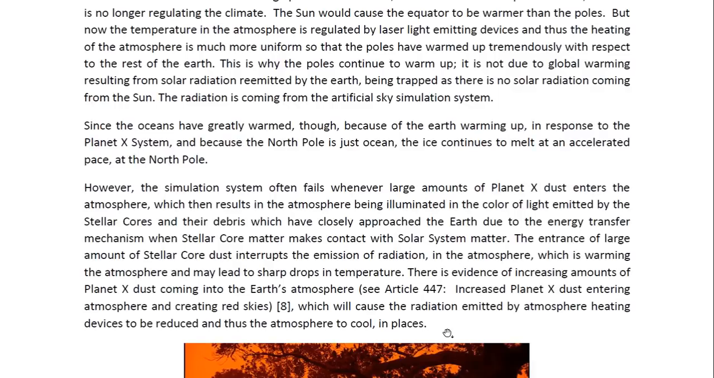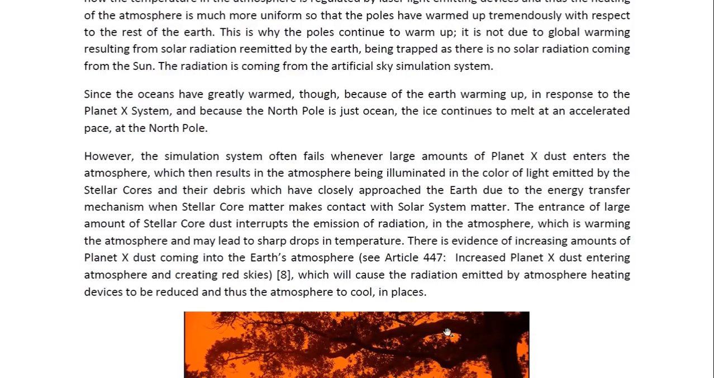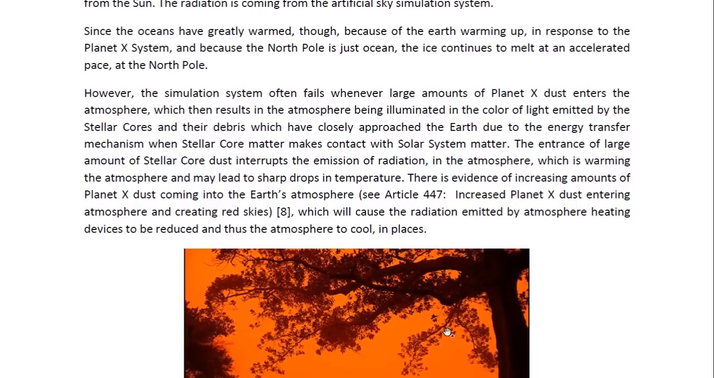However, the simulation system often fails whenever large amounts of Planet X dust enter the atmosphere, which then results in the atmosphere being illuminated in the color of light emitted by the stellar cores and their debris, which have closely approached the Earth due to the energy transfer mechanism when stellar core matter makes contact with solar system matter. The entrance of large amounts of stellar core dust interrupts the emission of radiation that is warming the atmosphere, and may lead to sharp drops in temperature.